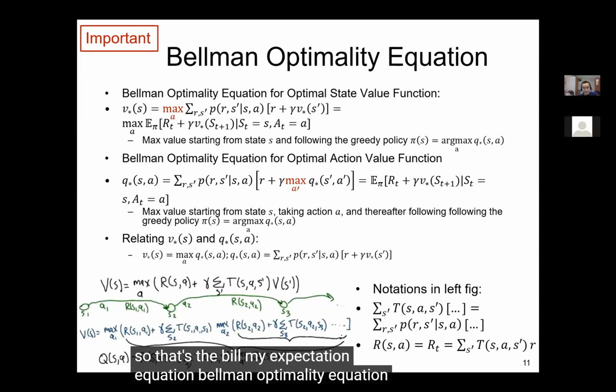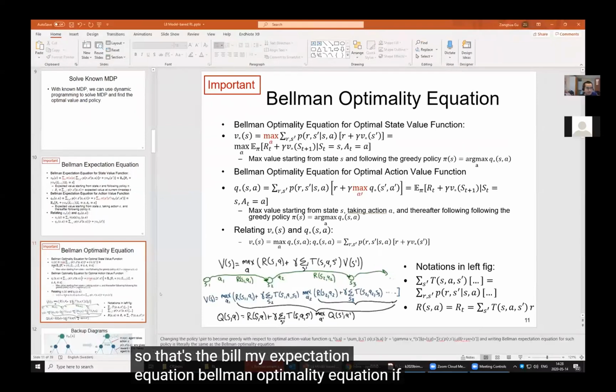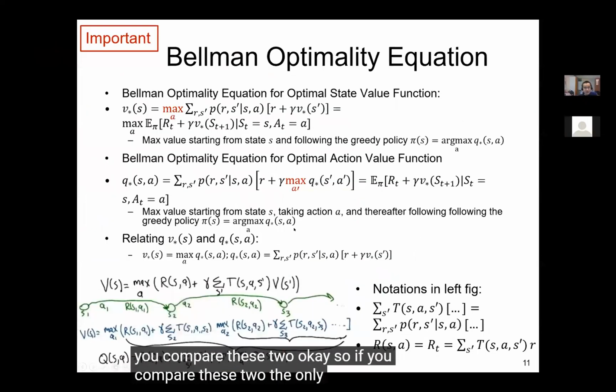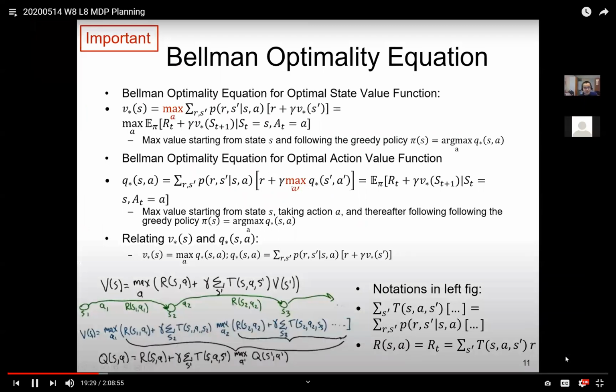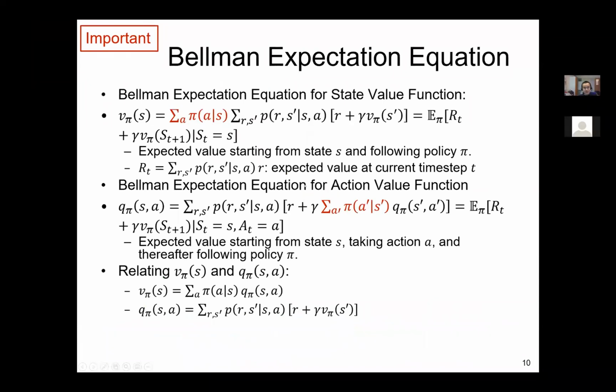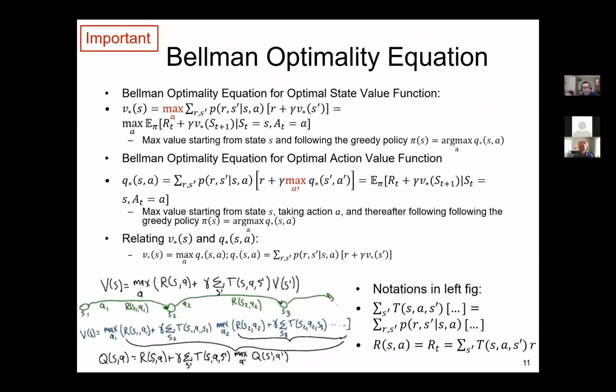Now the Bellman optimality equation. If you compare these two, the only difference is that you have a max over A for V star, the optimal state value function, and max A prime Q star for the optimal action value function, as opposed to the expectation over A in the Bellman expectation equation. So the Bellman expectation equation takes the expectation over all possible actions to calculate the value function, whereas the Bellman optimality equation does a max to find the optimal value functions.